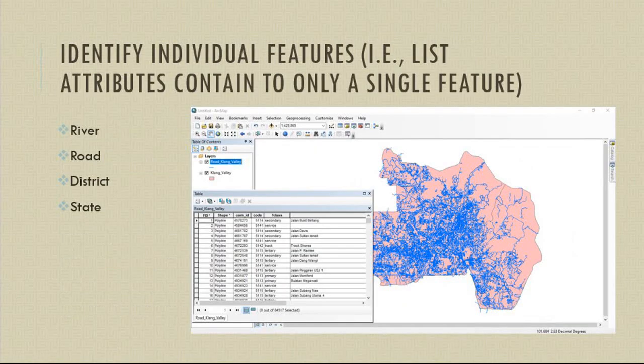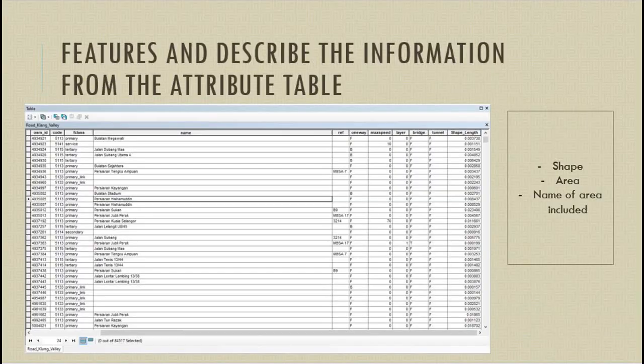Next, we need to identify the individual features. After opening the map of Road Klang Valley, you need to right-click on the information to open the attribute table. In the attribute table, you will find the information about the river, road, district, and state of the Klang Valley.